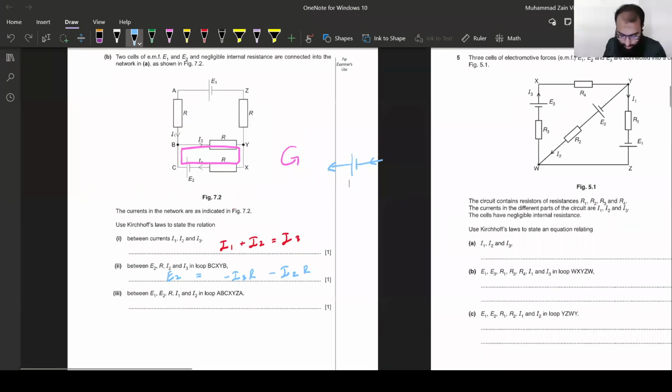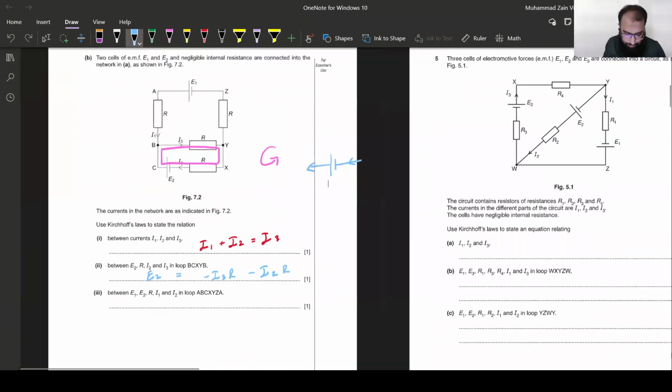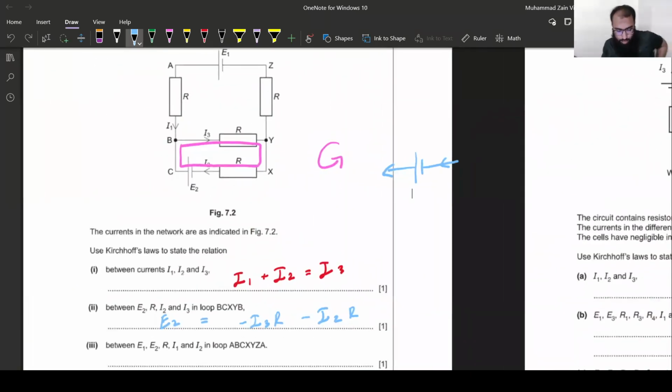Okay, so I'll explain it once again. So this is my loop. What I need to do is equate my EMFs to the potential difference. The second law of Kirchhoff is that the sum of EMFs in the loop equals the sum of potential differences in the same loop. So I simply write sum of EMFs, which is E2, equals the potential difference I3R, and then another potential difference I2R. So that's what my potential differences are.